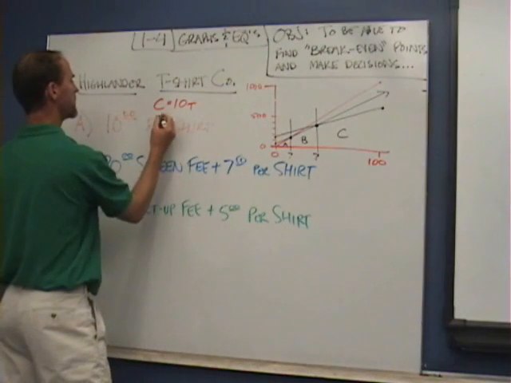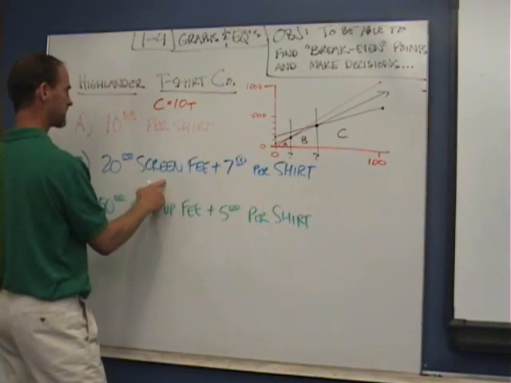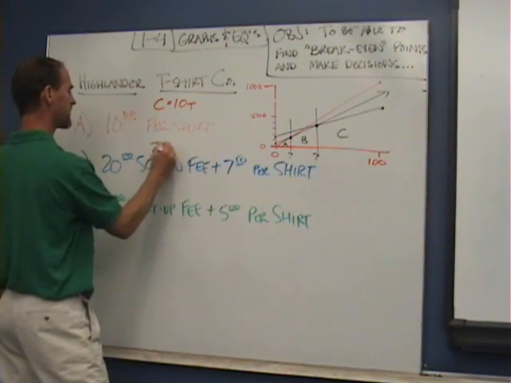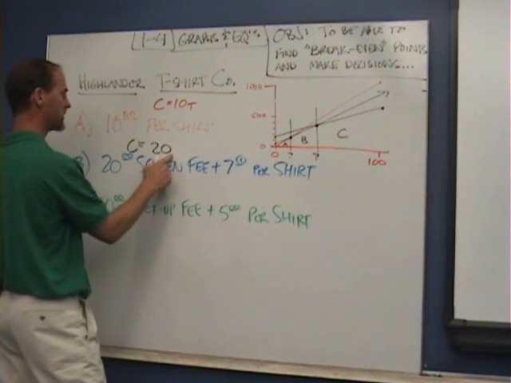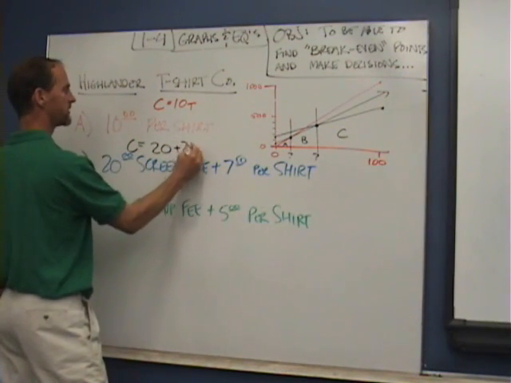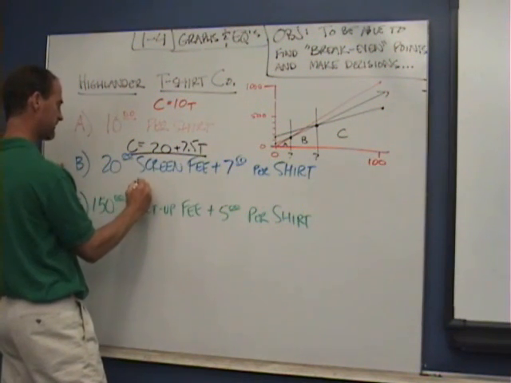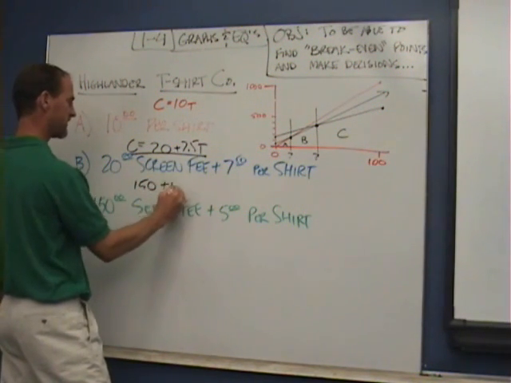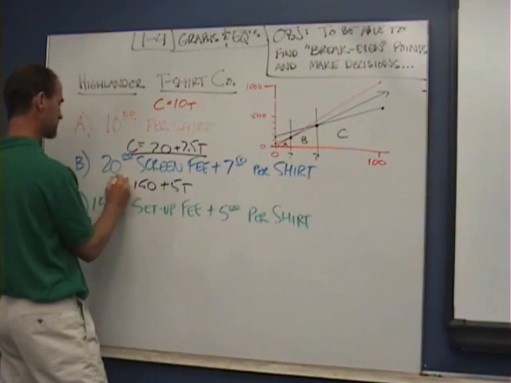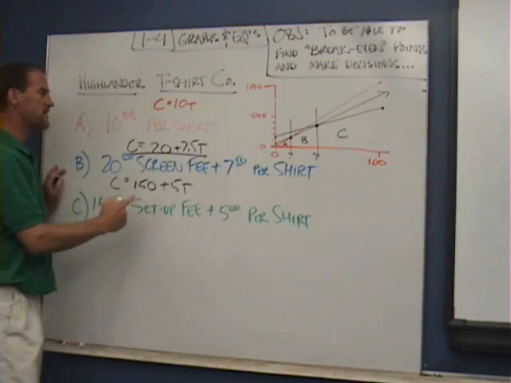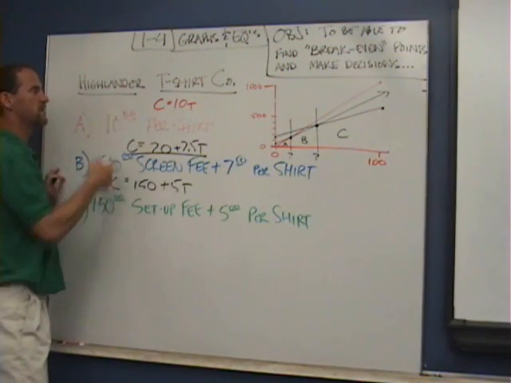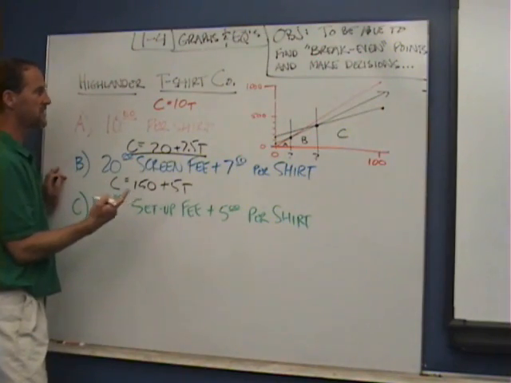If I write this equation for this one, I can write the cost C is equal to 20 plus 7.5t for this equation, and then this one would be 150 plus 5t for this equation. That equals this cost. Well, the break-even point is when these two quantities are even, so I simply set them equal to each other.